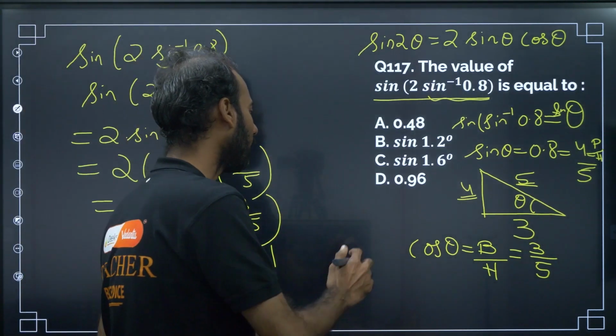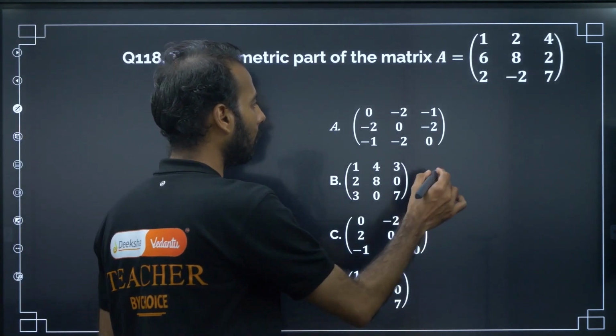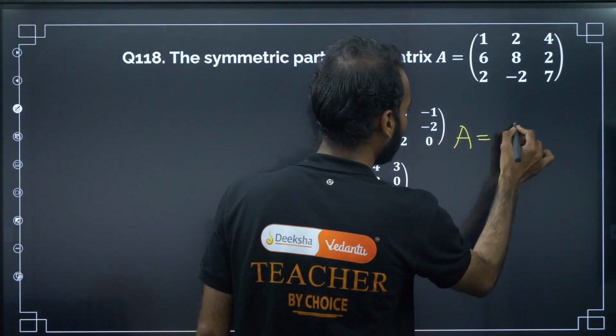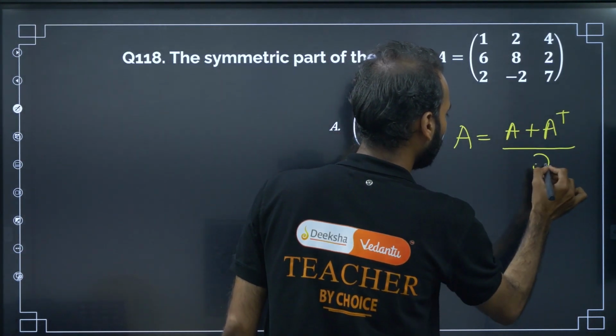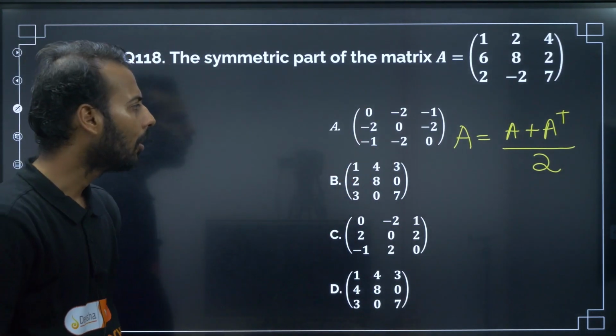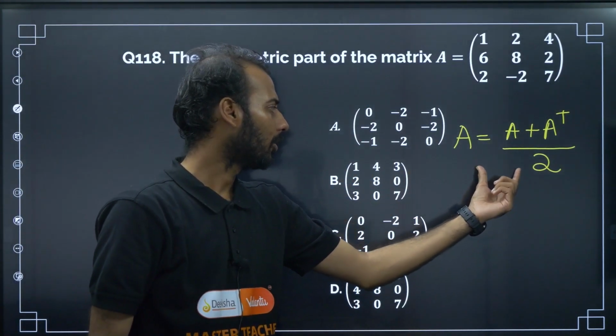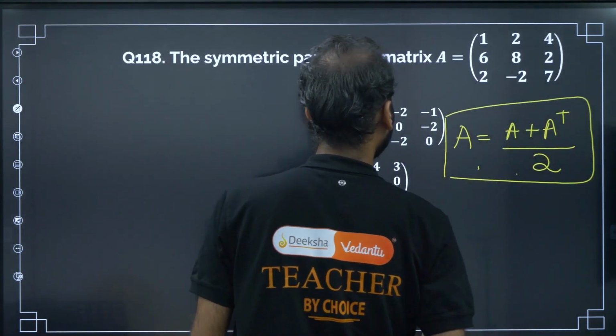D option. Moving to next question, the symmetric part of A. So try to recall synopsis. Symmetric part is given by A plus A transpose by 2 and skew symmetric A minus A transpose by 2. This is from synopsis, A is equal to A transpose by 2.